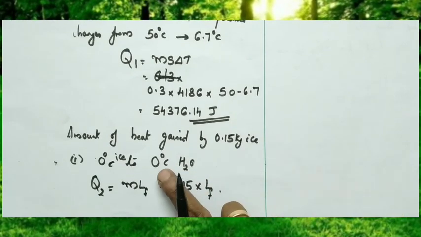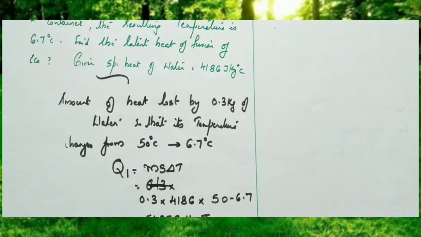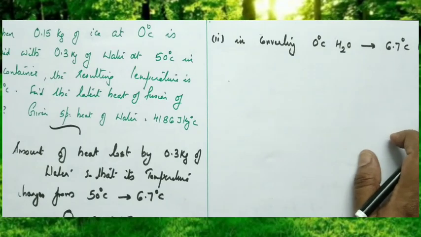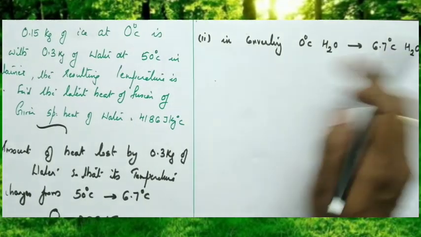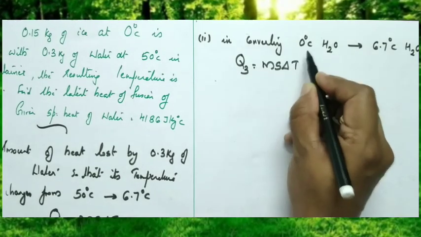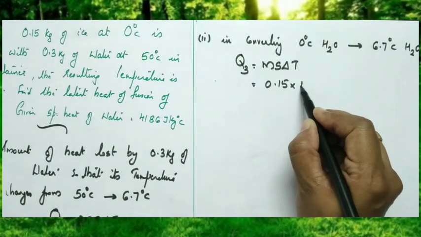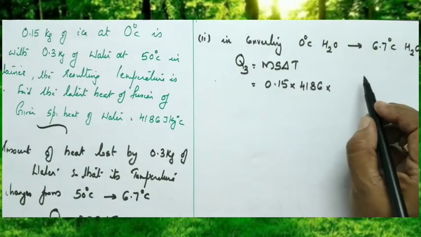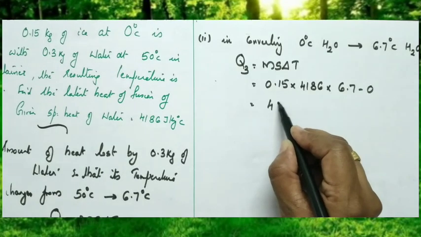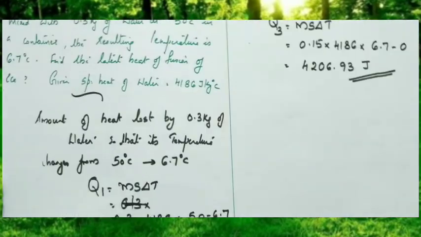is used for changing the temperature from 0 degrees Celsius water to the final 6.7 degrees Celsius water. So quantity of heat required in converting 0 degrees Celsius water to 6.7 degrees Celsius water. Here change in temperature is there. So let it be Q3 equals m s delta T. M represents the mass of water which is given by 0.15. Specific heat capacity 4186. What is the change in temperature? 6.7 minus 0. So its answer is 4206.93 joule.